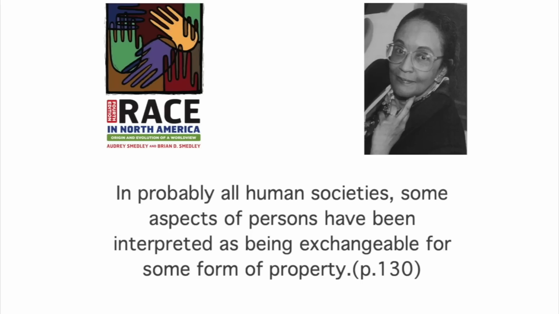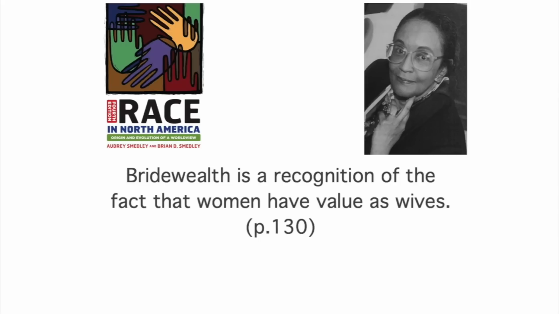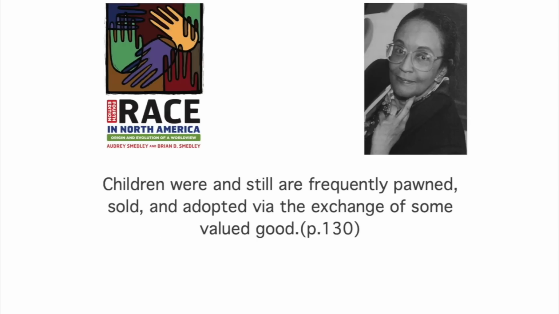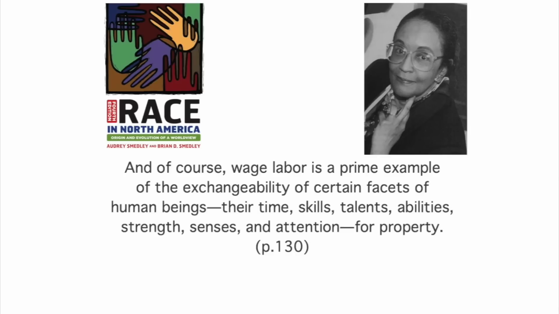In probably all societies, some aspects of persons have been interpreted as being exchangeable for some form of property. Bride wealth is a recognition of the fact that women have value as wives. Prostitution is an ancient institution that focuses on a woman's sexuality as an asset, exchangeable for some other form of property. Children were, and still are, frequently pawned, sold, and adopted via the exchange of some valued good. And of course, wage labor is a prime example of the exchangeability of certain facets of human beings, their time, skill, talents, abilities, strength, senses, and attention for property.